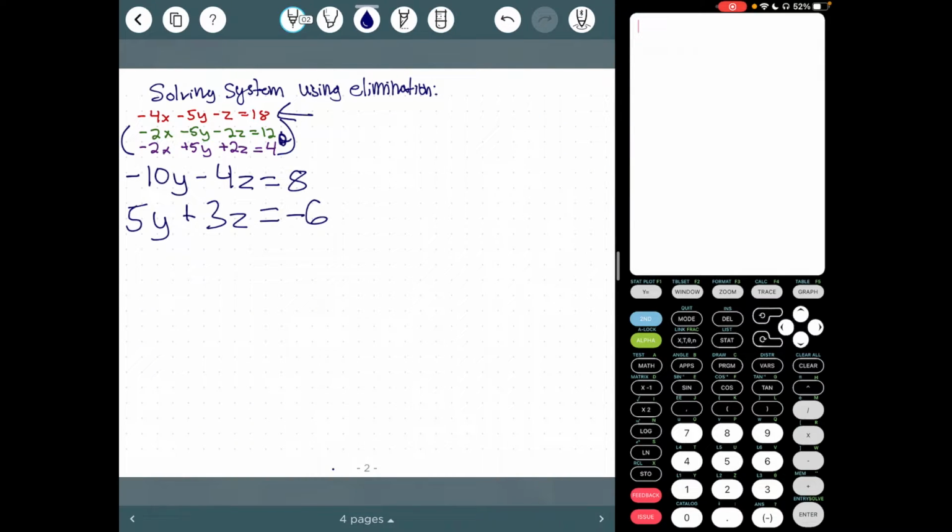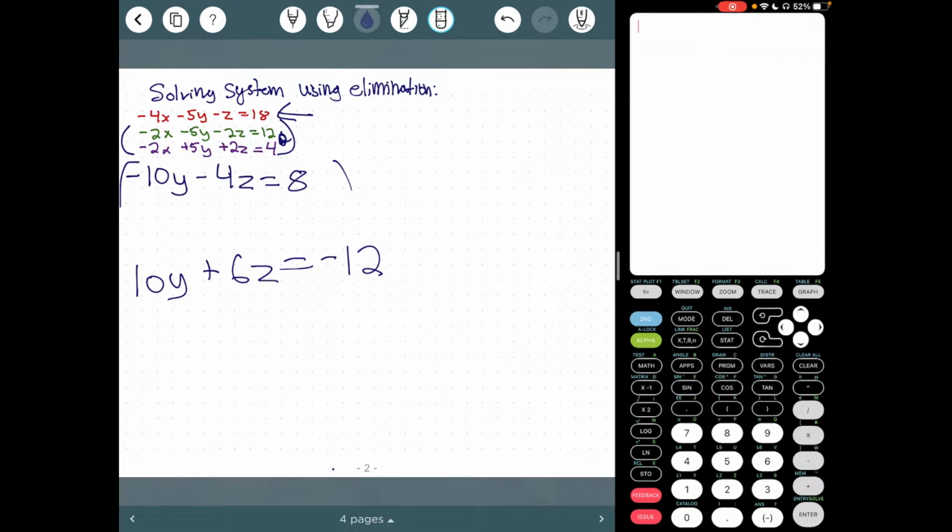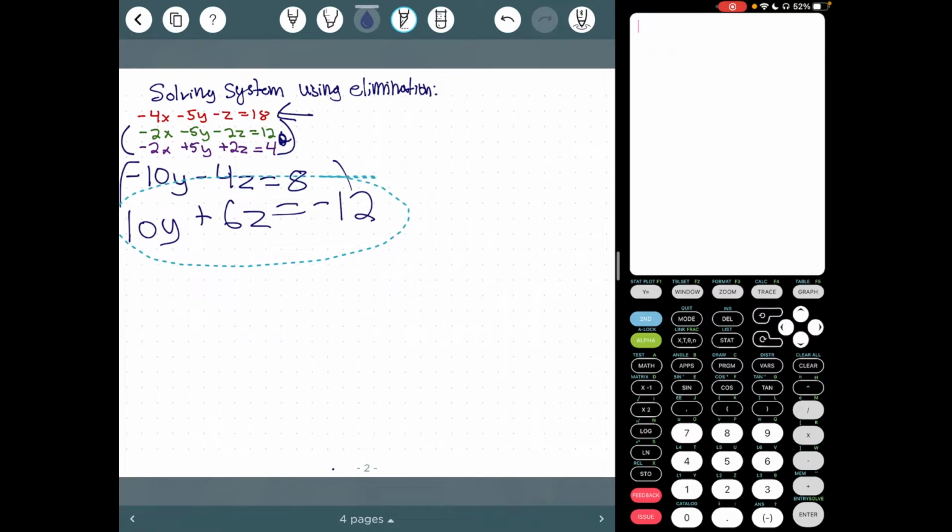So now what we want to do is just simply solve this system of equations to find one of the variables. So what we can do is multiply this bottom equation by 2, and we get 10y plus 6z equals -12. So now this is our new equation multiplied by 2. So we can get rid of this one and move this equation up here. And so now we can just combine these two by adding, and it will get rid of the y variable.